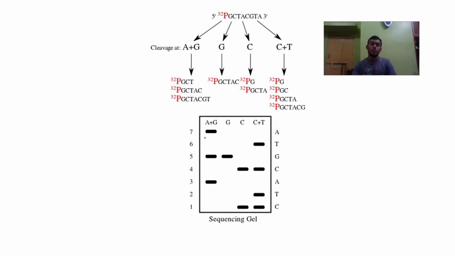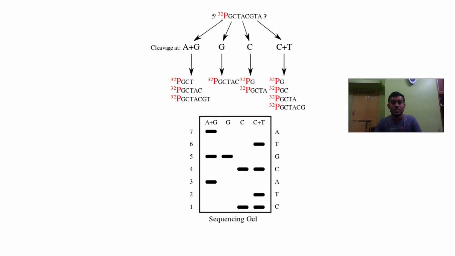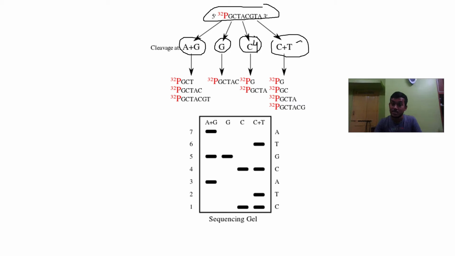Moving on to the pictorial view on your screen, which shows a single stranded DNA radio labeled with 32 phosphate, divided into 4 different aliquots. This is the first aliquot, this is the second, the third, and this is the last aliquot. The C base is the last aliquot, C plus T is the third, G is the first aliquot, and A plus G is the second aliquot. This was the protocol for the chemical degradation method, and this is how it will be done.